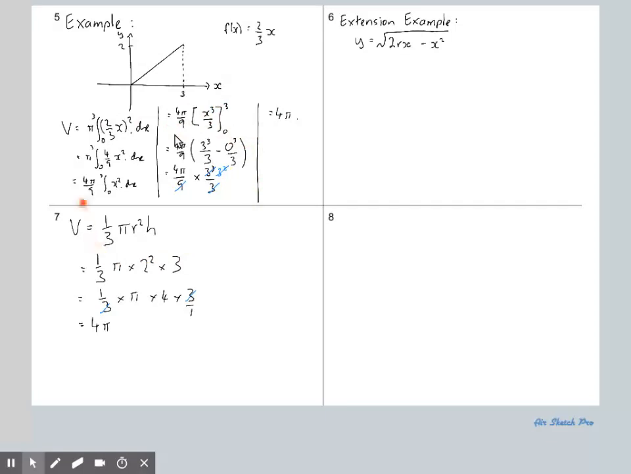And in fact, if we generalize this, rather than talking about 2 and 3, we talked about r and h, and integrated the generalization, we would in fact get a third pi r squared h, which is really cool.